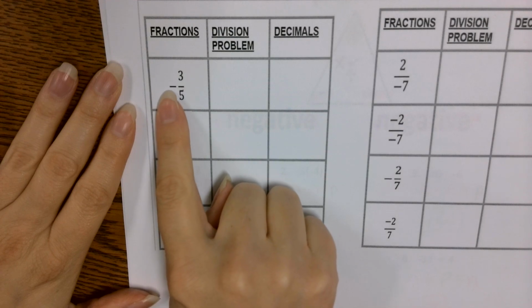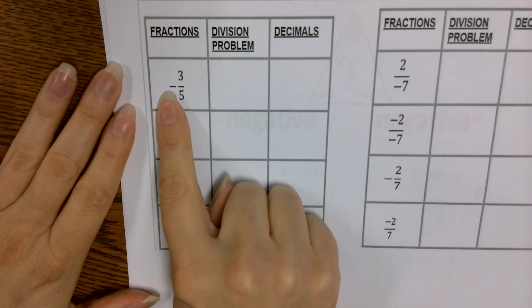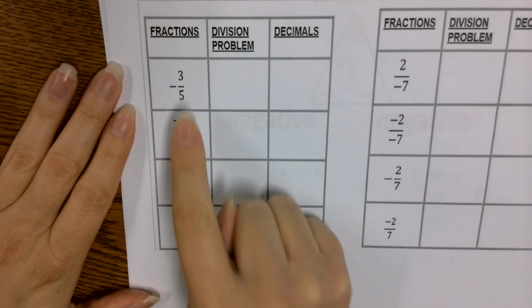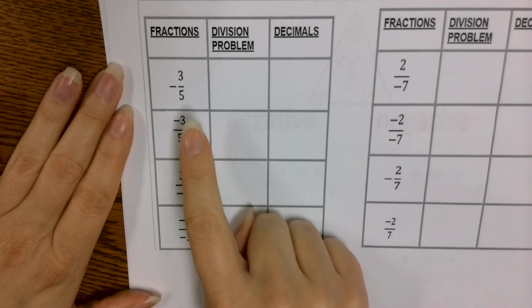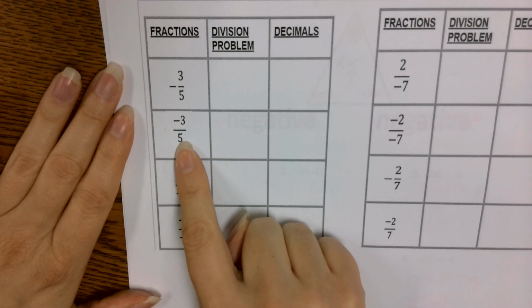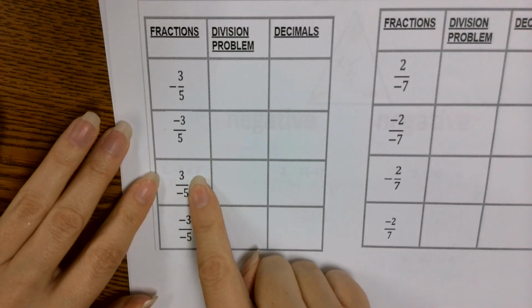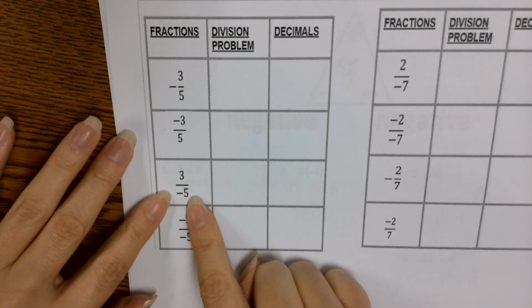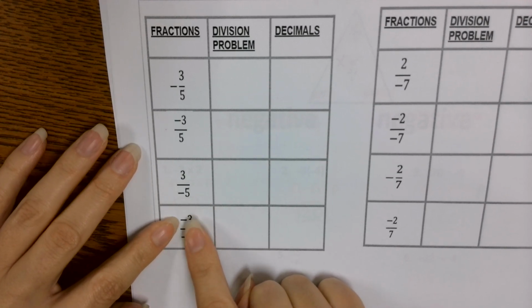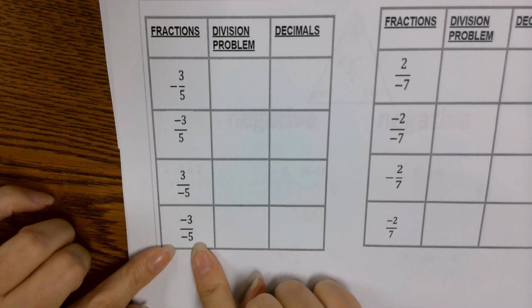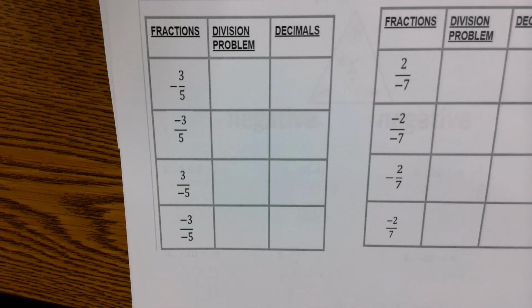We have a negative sign in front of the fraction, and we have 3 over 5. Then we have a negative 3 at the top of our fraction for our numerator, and 5 for the bottom, which is our denominator. Then we have a positive 3 for our numerator, a negative 5 for the denominator. And then the last one, we have a negative 3 for the numerator. We also have a negative 5 for the denominator. We want to know which one is not going to be like the others.